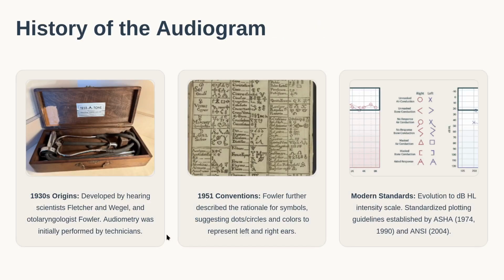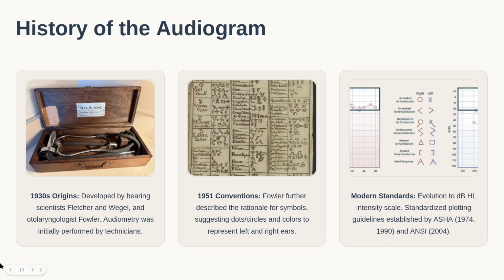The audiogram is the centerpiece of our documentation. It's a fascinating look at its history. It was actually developed in the 1930s by hearing scientists Fletcher and Wegel and an otolaryngologist named Sir Prince Edmund Fowler in 1951. Fowler established conventions that we still recognize, like plotting the graph downward and using red for the right ear. He even argued for using blue for the left ear because the word blue contains an L for left. Actually, that wasn't what he originally argued for.